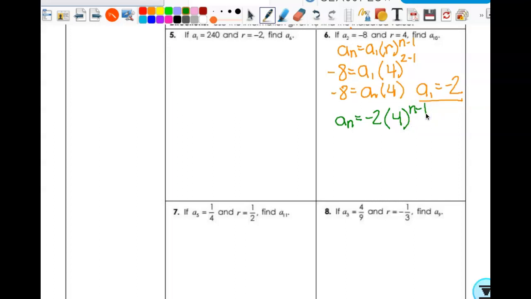I want the 10th term. So the 10th term is equal to negative 2 times 4 to the 10 minus 1 power. Then I can figure out what the 10th term is.